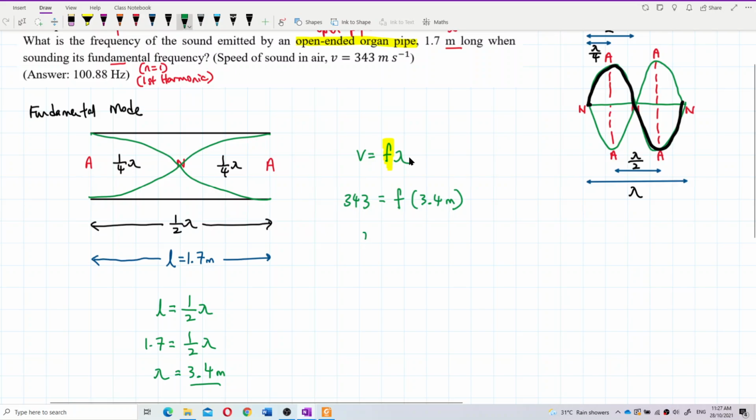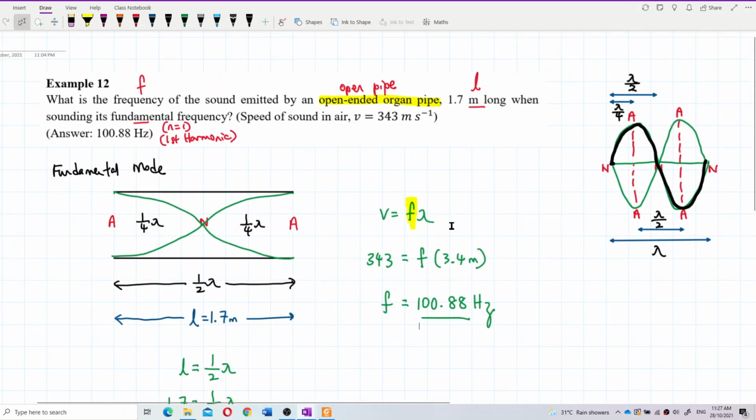Good. So what's my frequency of the wave? Let's find out. 343 divided by 3.4 is 100.88 hertz. It's correct. So that's my frequency. Very easy. V equal to F lambda, just a formula.